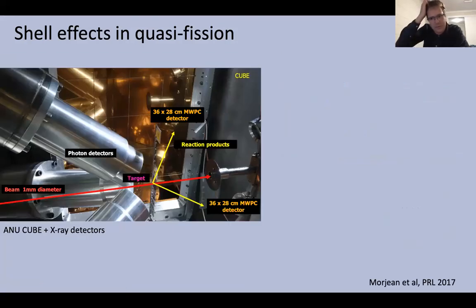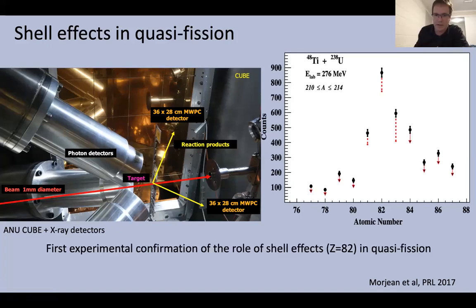For this reason, a few years ago at the ANU, we had a collaboration with GANIL, IPN, and CEA. What we did was to complement our CUBE detector, which measures the mass of the fragment, with X-ray detectors, which were brought by GANIL and IPN, I think. With the X-rays, you can measure the charge of the fragments. So in combining both pieces of information, we could indeed confirm the role of the Z equal 82 shell effect in quasifission. That's shown by this figure where you see a peak at Z equal 82. So we have shell effects in quasifission.